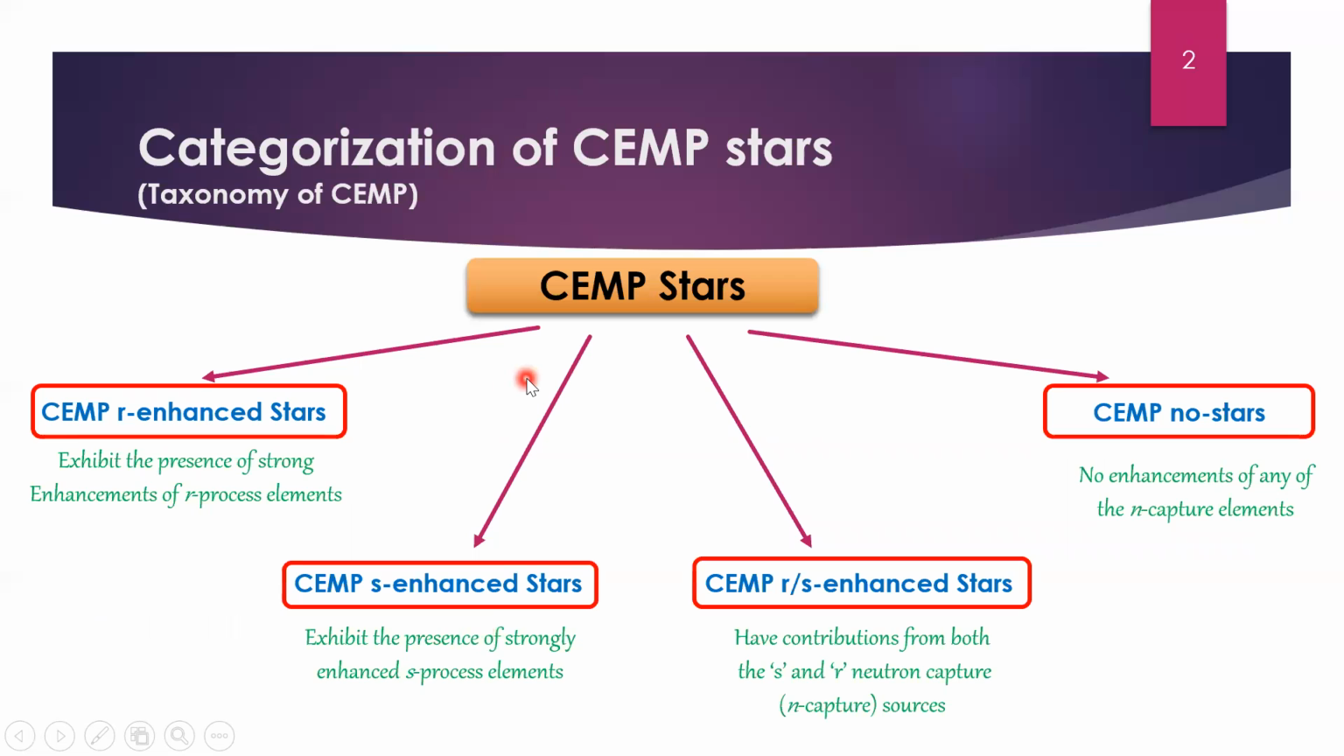On the basis of the composition of the elements detected from the CEMP stars, the authors have suggested their subclasses to be of the following 4 types. The CEMP-r enhanced stars. These exhibit the presence of strong enhancements of rapid process elements. The CEMP-s enhanced stars. These exhibit the presence of strongly enhanced slow process neutron capture elements. The CEMP-rs enhanced stars. These have contributions from both the s, that is the slow, and the rapid neutron capture processes. And finally, we have the CEMP-no stars, which have no enhancements of any of the neutron capture elements.